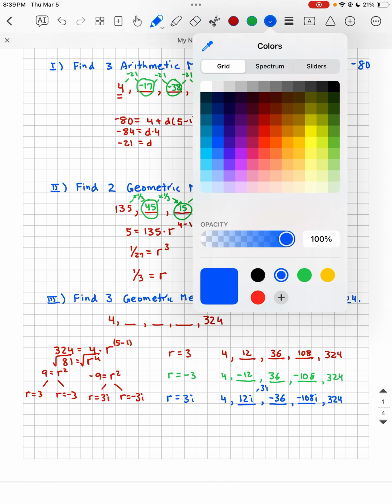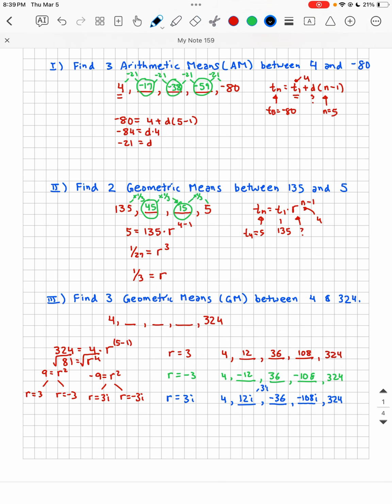And finally, for the last one, let's change that last color and use black. So r is equal to -3i. We have 4, and then multiply by -3i, that's going to give us -12i. Then for the middle term, let's write that out. Negative 12i multiplied by negative 3i. The negative cancels out, leaving us with 36i squared, which gives us another negative 36. Next, we multiply by negative 3i. That'll give us a positive 108i. And finally, if we multiply by negative 3i again, that gives us the 324.